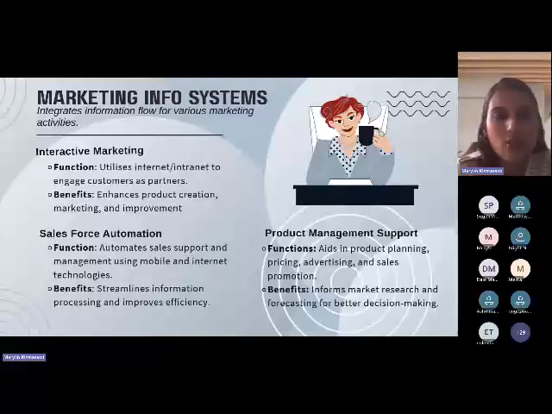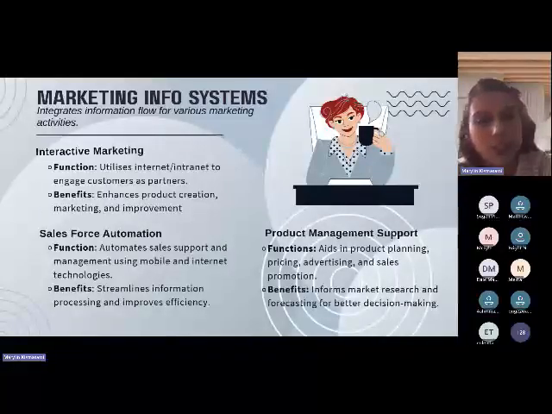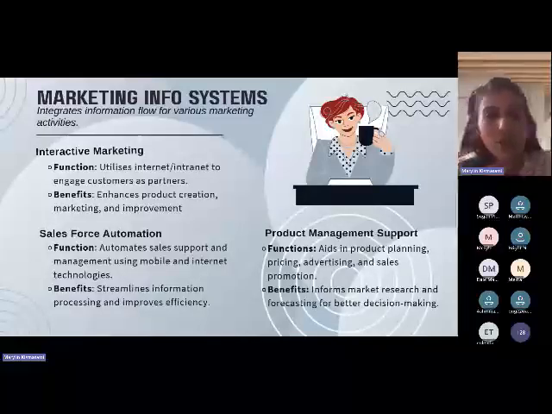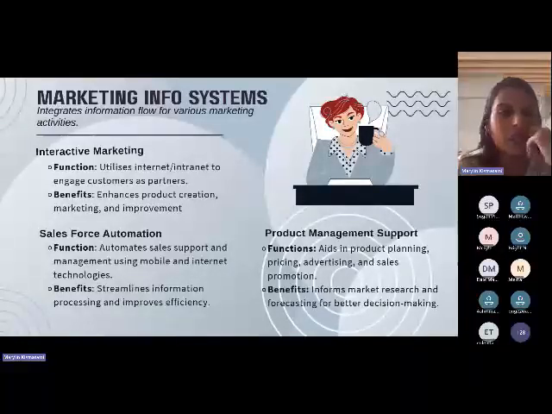Are there any questions in relation to marketing information system? I just want to also touch on the Salesforce automation. So Salesforce automation is also another critical part of marketing. Okay.